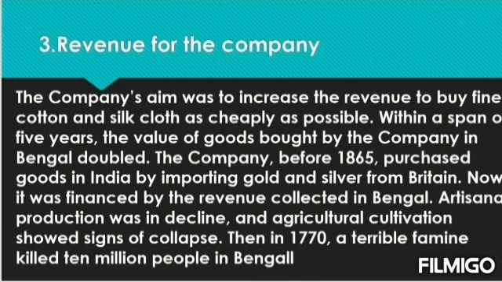Artisans' production was in decline. That means agricultural production was in decline and agricultural cultivation showed signs of collapse. So then in 1770, a terrible famine killed 10 million people in Bengal. So underline the line. In 1770, a terrible famine happened in Bengal and killed 10 million people.